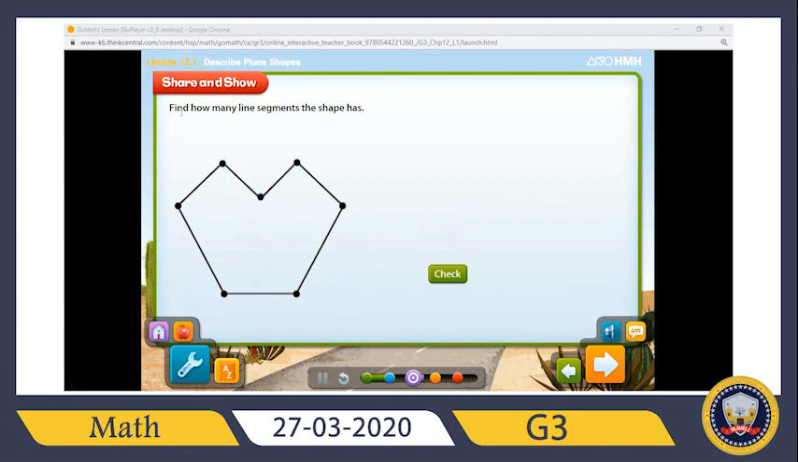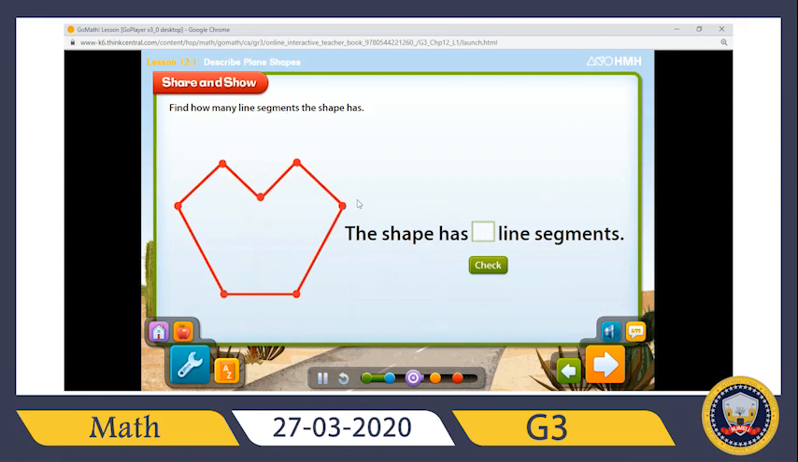It says find how many line segments the shape has. Let's count it together. 1, 2, 3, 4, 5, 6, 7. All of them represent line segments. In total, how many line segments did we find? We find 7 line segments. Okay? Good job.